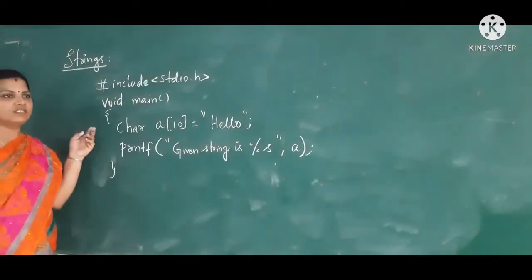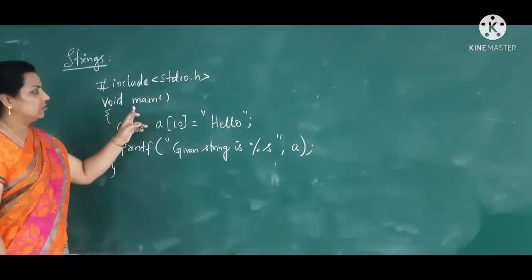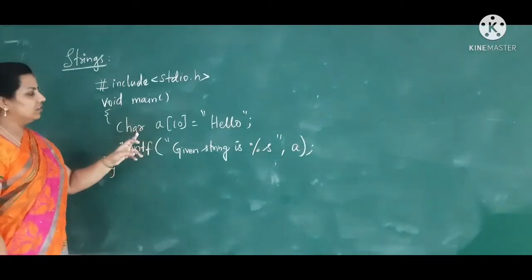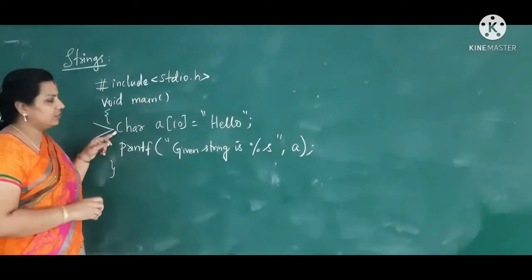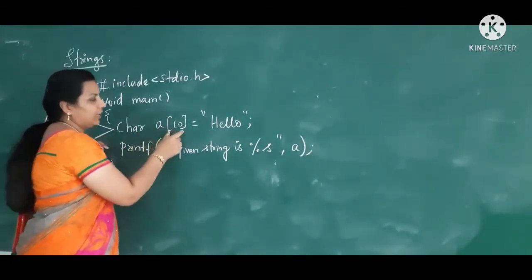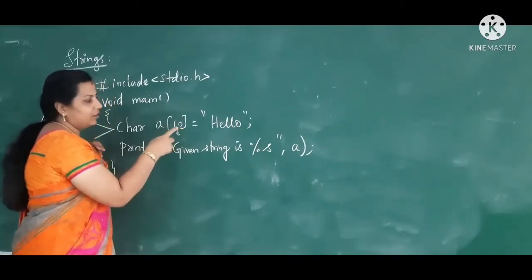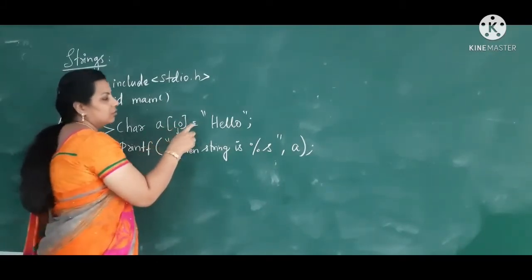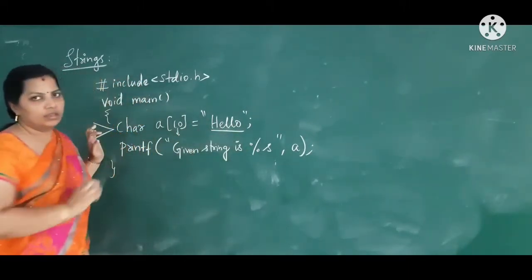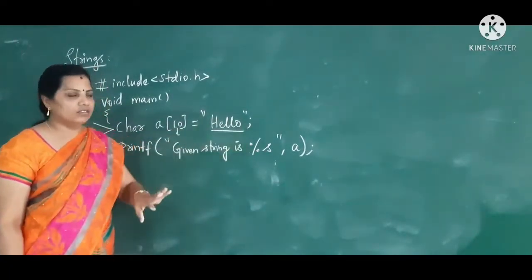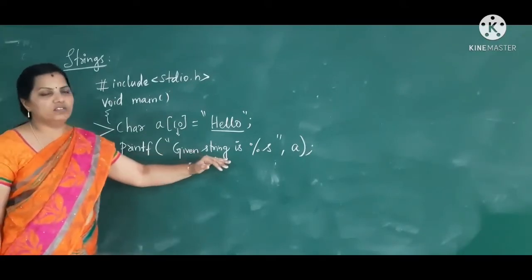Now how can I access the string? Consider a simple program. I start with a header file, inside which my main program starts. Inside that, this is my definition as well as my initialization of a string. I have defined char a[10], where 10 is the size of the array, that is, the length of my characters. I am giving the string hello. Here I need to specify the null character. Now I want to display the string, so printf "my given string is".